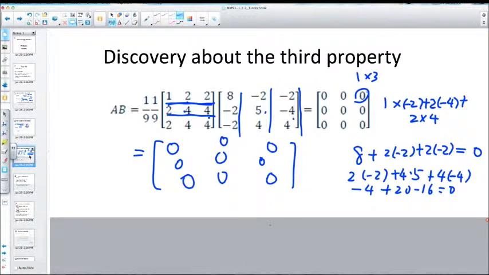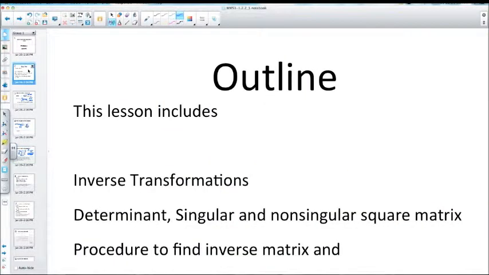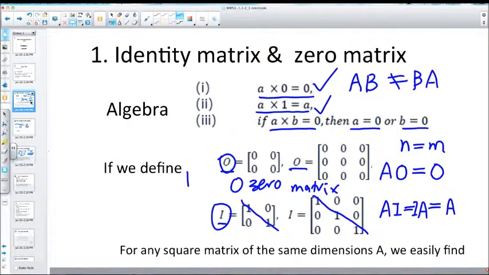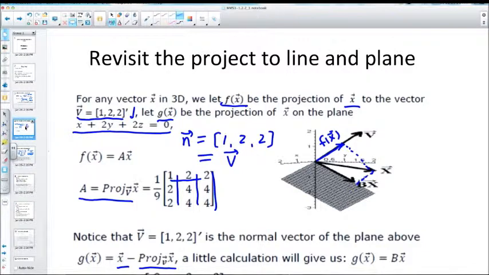So what does that mean? That really means A times B equals the 0 matrix, but neither A nor B equals 0. In other words, property 3 is not true for matrix algebra. So we need to understand a little more about this.